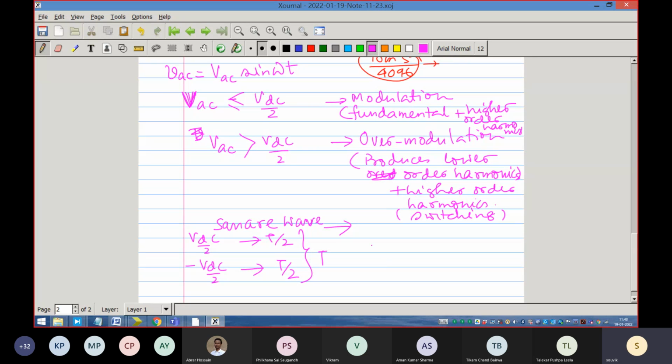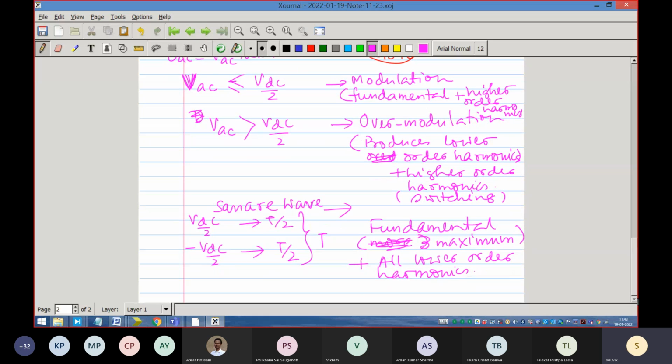So you are generating the fundamental. It so happens the fundamental magnitude is very high. In fact, the maximum fundamental is happening here. The fundamental magnitude is maximum, but with it come all the low order harmonics.